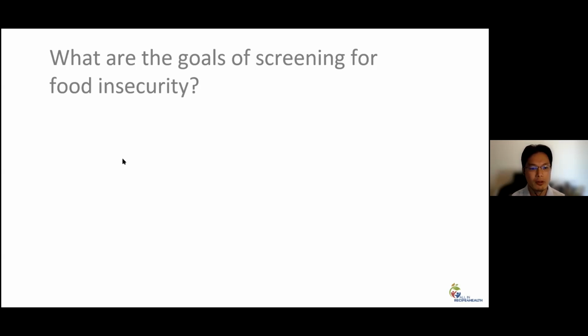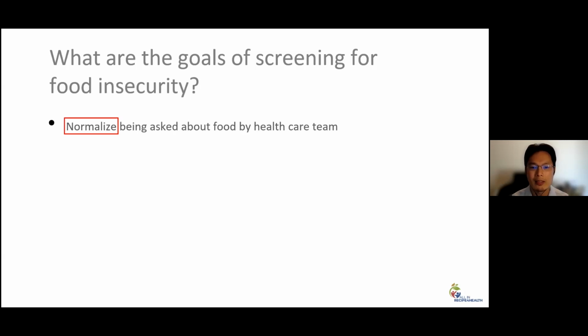I'm going to offer some. So one of it is when you do this and you ask every patient, you normalize being asked about food by a healthcare team. Remember in the past when we didn't even ask about smoking? And now everybody asks about smoking, it's normalized. Or even intimate partner violence, formerly known as domestic violence. We just didn't ask that, but now we ask, we just normalize it. Healthcare is able to do this because we have access into people's lives. So we're normalizing it.